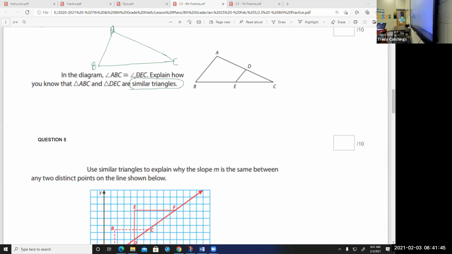Which angle stayed the same in both of them? Good job. So that's the first thing to note: angle C, and that means the measure of angle C is the same in both.